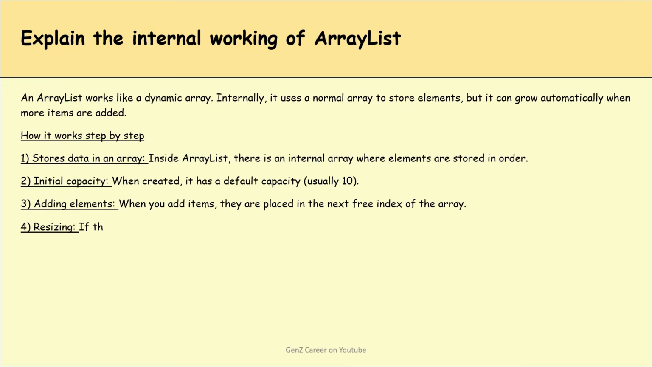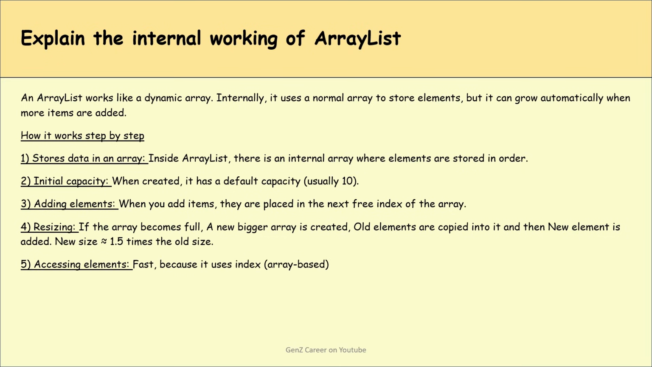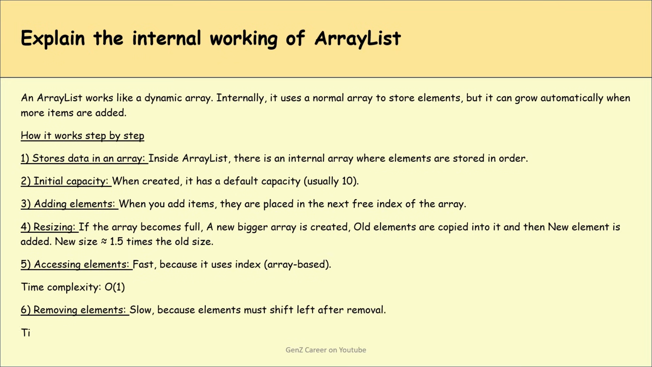Fourth is resizing. If the array becomes full, a new bigger array is created. Old elements are copied into it and then the new element is added. The new size becomes 1.5 times the old size. Fifth is accessing elements. It's fast because it uses an index, array based. Time complexity is O(1). Sixth is removing elements. That is very slow because elements must shift left after removal. Time complexity is O(n). So that's the internal working of ArrayList.